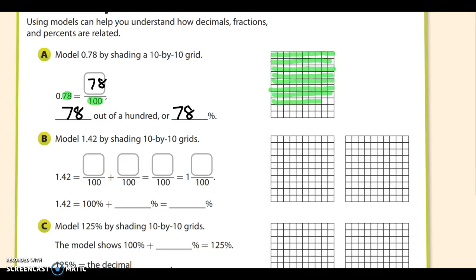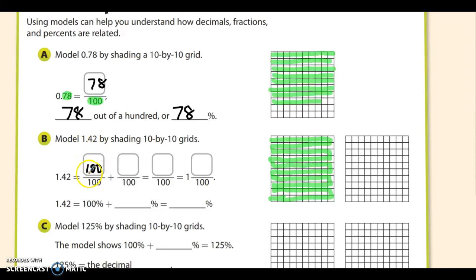Model 1 and 42 hundredths. I want to remind you that how we pronounce this is 1 and 42 hundredths. So that means one whole. You got to recognize that. The first one's going to be one whole, which would be shading an entire grid. So I'm going to do that right now. I'm going to shade in one whole grid. 1 and means one grid shaded, and then we're going to have part of another grid shaded. All right, so we're going to model that right here.